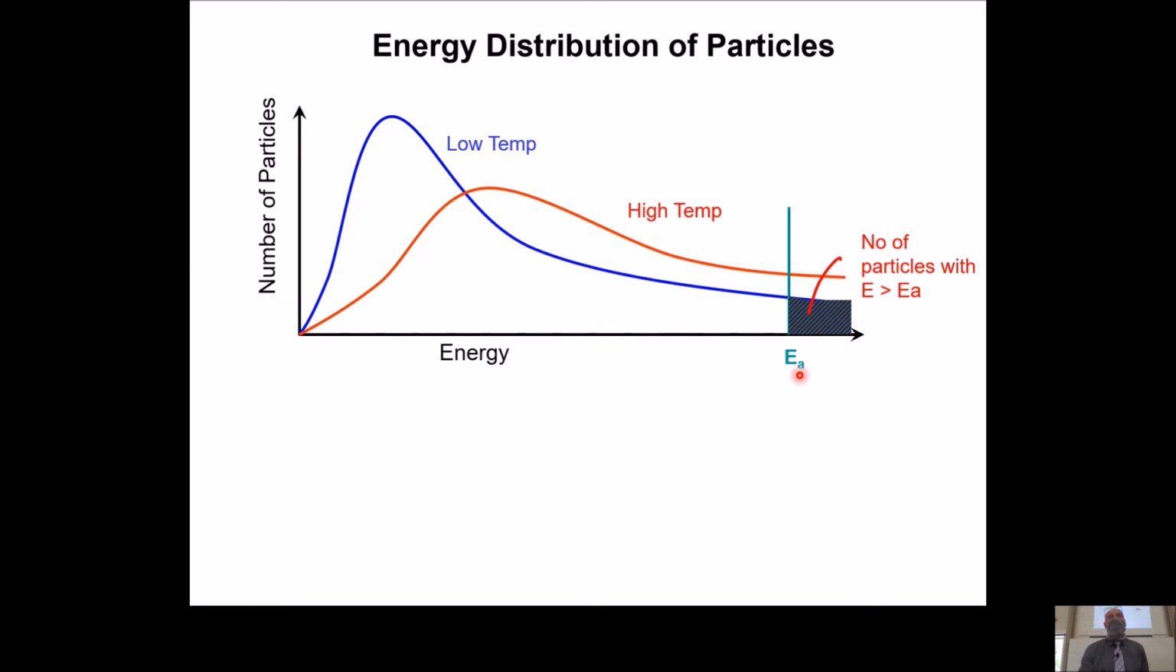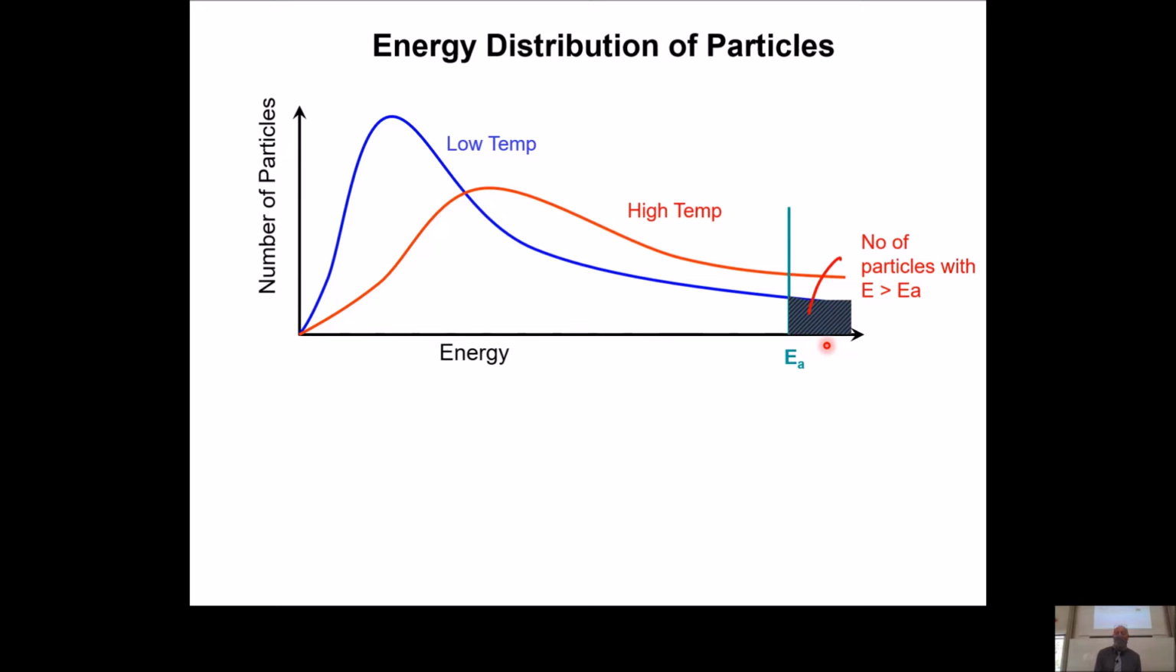Remember we spoke about activation energy. Yeah? So let's say there's a reaction, and for that reaction to take place, you need a certain amount of energy, EA. And we'll just mark it somewhere on the graph. It doesn't matter where. Let's say that's the activation energy. The area underneath the graph to the right of the activation energy would be the number of particles with energy greater than the activation energy. So that's the number of particles that can react.